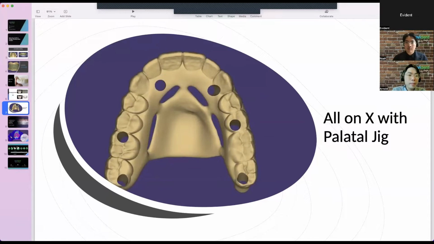Nice. Yeah. The other problem is when the patient has been staged. If that's the case, then we cannot do the palatal jig. It means no immediate loading on the day of surgery, which means we have to use an immediate denture so the patient can go home with something, right? If you can go to the next slide.